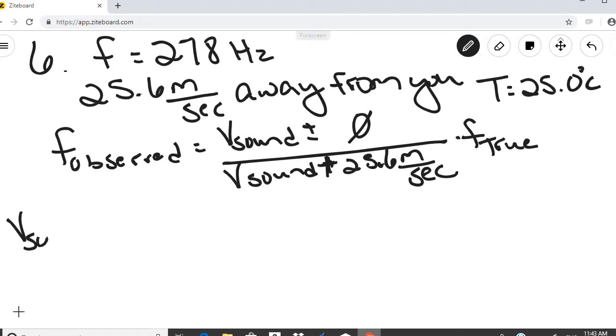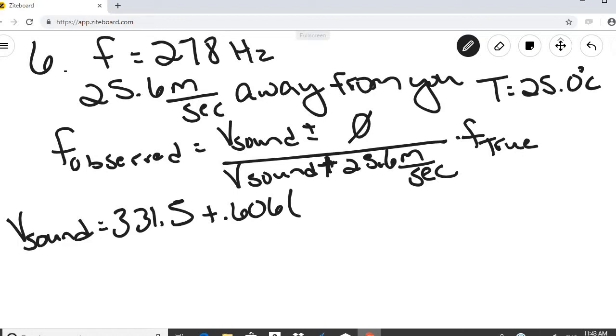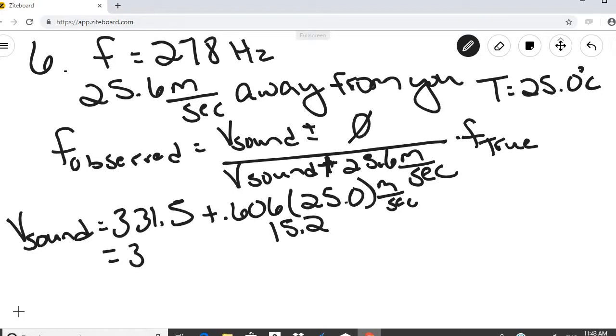So the velocity of the sound is equal to 331.5 plus 0.606 times 25.0. And that'll all be in meters per second. So when we do this with 3 significant figures, this is going to come out to 15.2. And then we're going to add that to that, and our answer will go out to the tenths place. So this should be 346.7 meters per second.